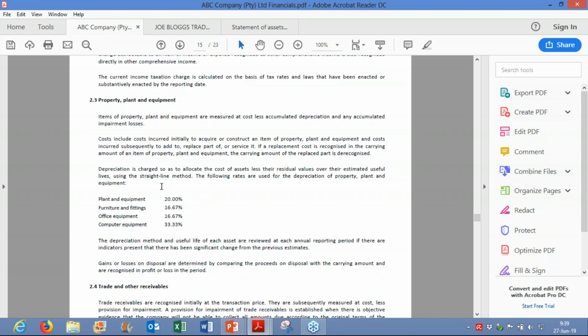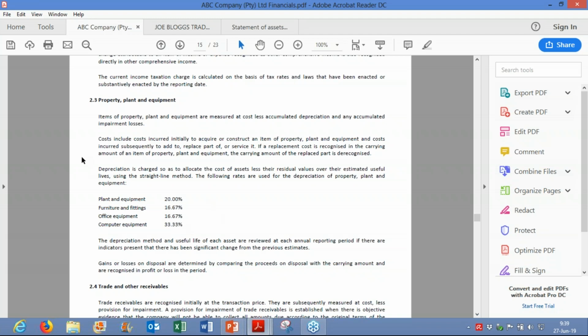And then obviously also your depreciation rates, where management had to have made an estimate as to how long they can use and obtain economic benefits from the different categories of PPE. So what are the useful lives? And that would determine your depreciation rate.